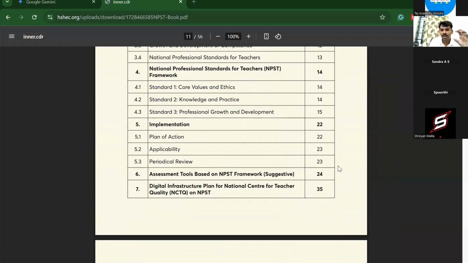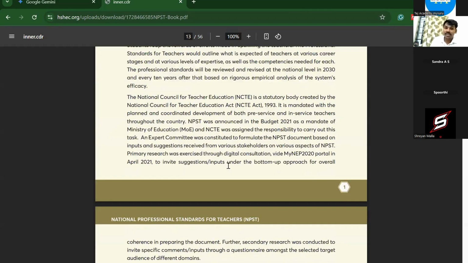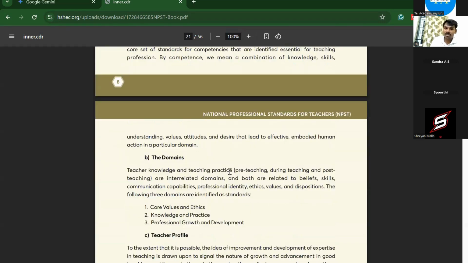The standards are particular things which teachers are supposed to know, and the level at which they practice. Based on that, the teachers are being categorized. So in standard 1, there is core values and ethics; standard 2, knowledge and practice; standard 3, professional growth and development. Under these standards, there are again core areas. Multiple core areas are there, which have been given in a table form, which will come down. We'll just wait and see.